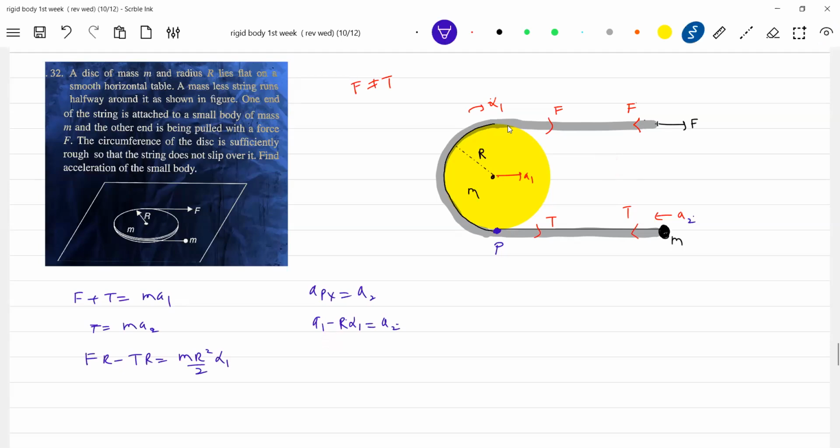Now substitute: A1 equal to F plus T by M. R alpha 1 should be equal to 2 into F minus T by M. A2 will be T by M. Solving this, we'll get the T. Let me think once on the constraint equation. Acceleration of Px is towards left, no? So towards left means R alpha 1 minus A1.